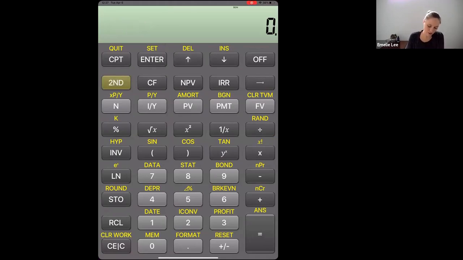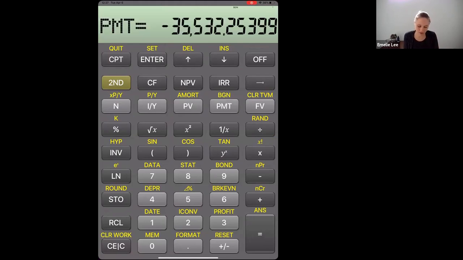212 looks good. Second quit. And now I'm ready to make sure you're in begin mode. Now I'm ready to compute the payment amount. They would have to pay, right, which makes sense. If they need $2 million, they have to pay $35,532.25 each month at the beginning of each month.